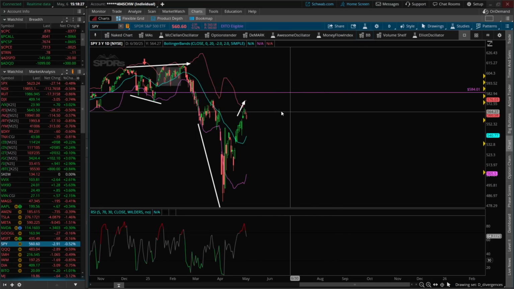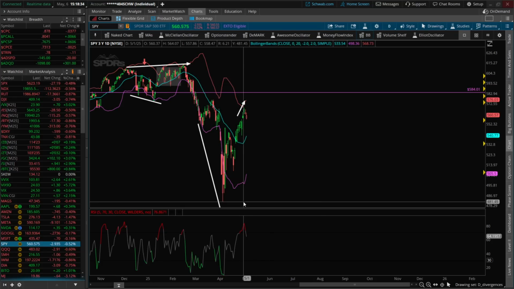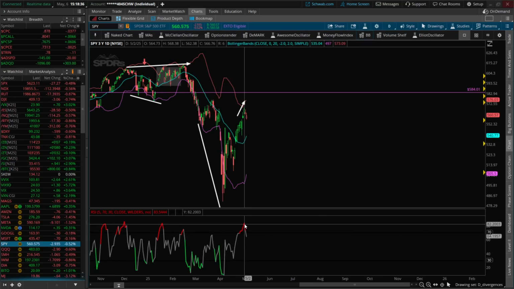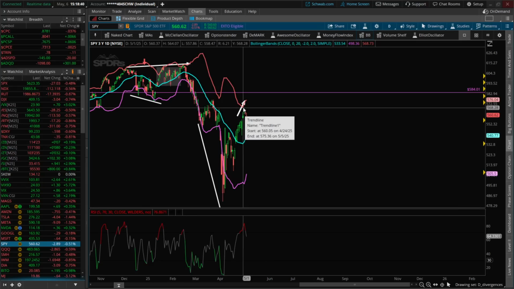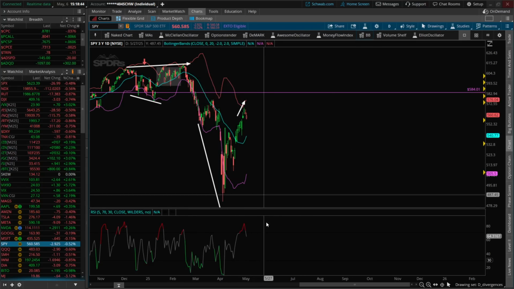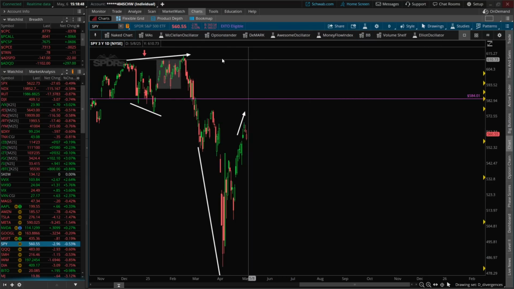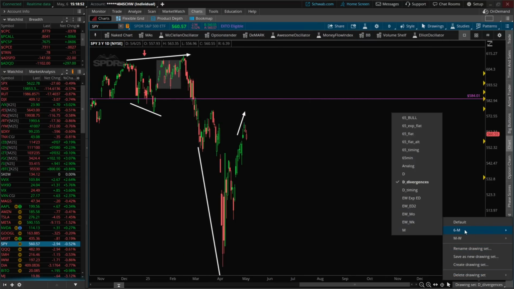Bollinger Band didn't quite tag it, but that's good enough for government work. Here we reversed off of there. Again, overbought circumstances. Tagged right underneath the Bollinger Band. Okay, those are good. And then let's show some different boards here.